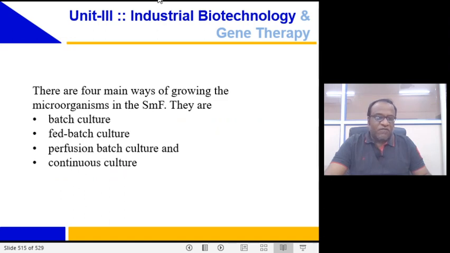In continuation of our previous session, we have learned that there are four main ways of growing microorganisms by using submerged fermentation, and they are: number 1, batch culture; number 2, fed batch culture; number 3, perfusion batch culture; and number 4, continuous culture.